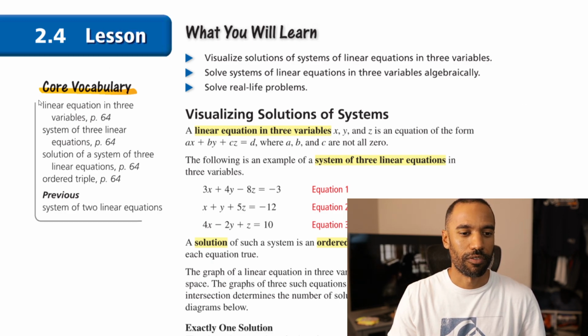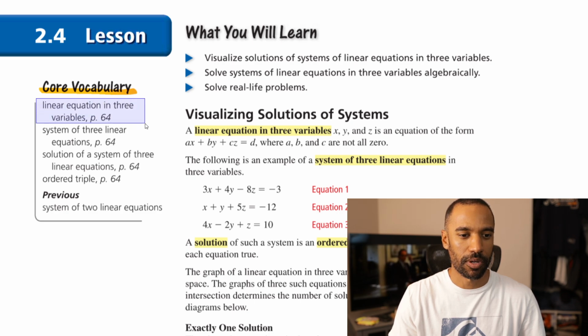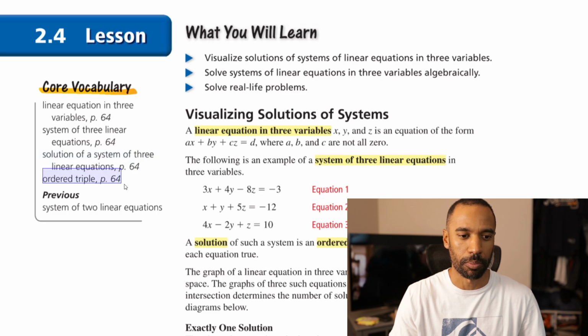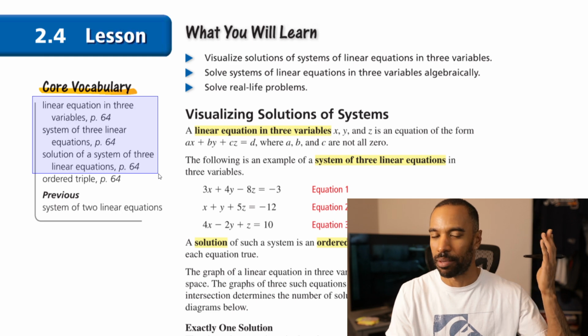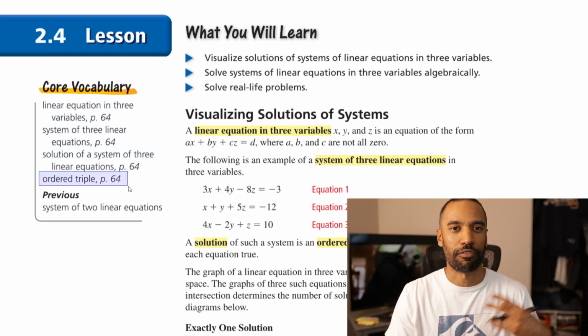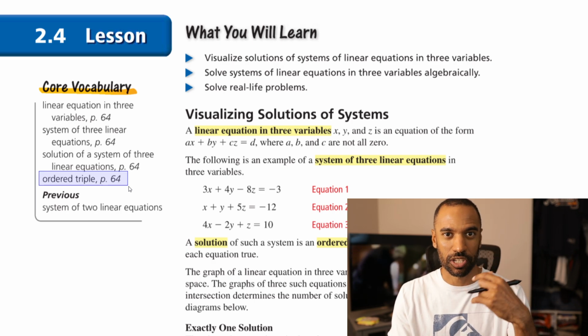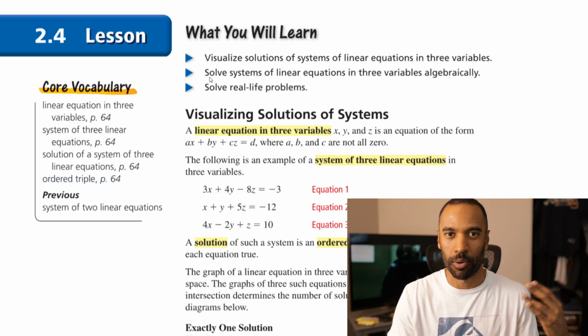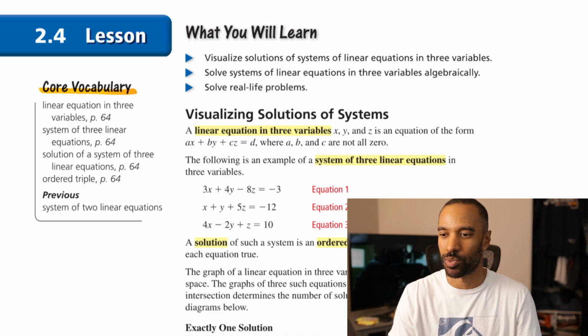Okay, so core vocabulary: linear equation in three variables, system of three linear equations, solution to a system of three, ordered triple. These just mean what they mean, right? They have to do with systems of equations. Last one, ordered triple. Think about the phrase ordered pair. An ordered pair is an x comma y. An ordered triple is an x comma y comma z, right? That's what we're doing with those ones.